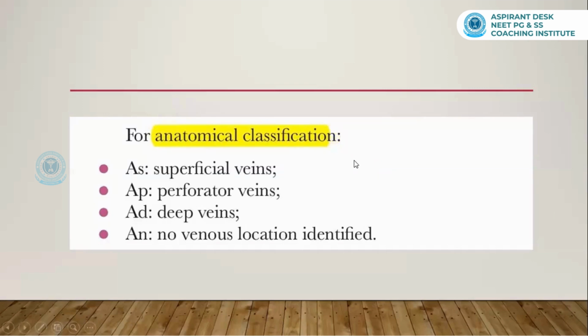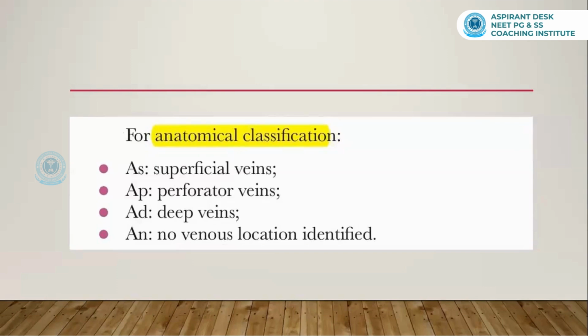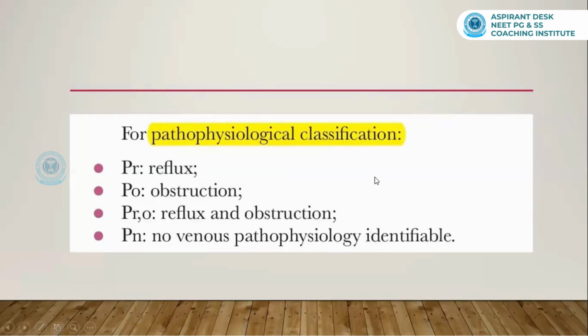And next thing is the anatomical classification. A, for anatomical classification, superficial veins or perforator veins or deep veins. AN, as usual, no venous location identified. Previously, no venous cause identified in etiology. Here, no venous location identified. This is anatomical. And the fourth one is pathophysiological. So, because of reflux or because of obstruction, or because of both reflux and obstruction. So, PN, no venous pathophysiology identifiable.